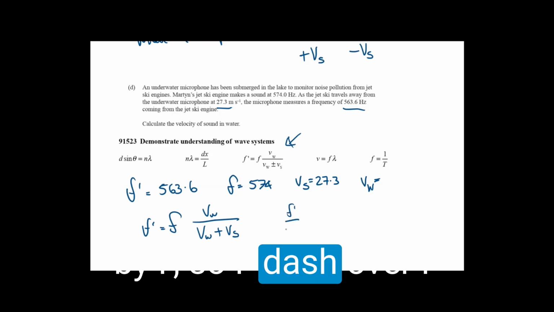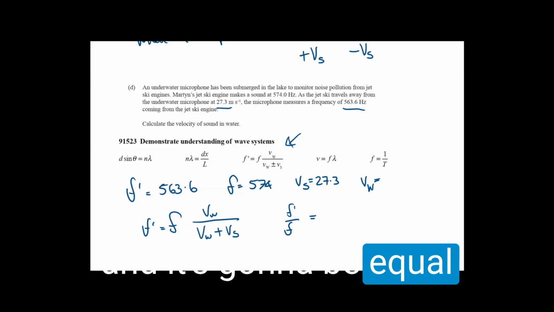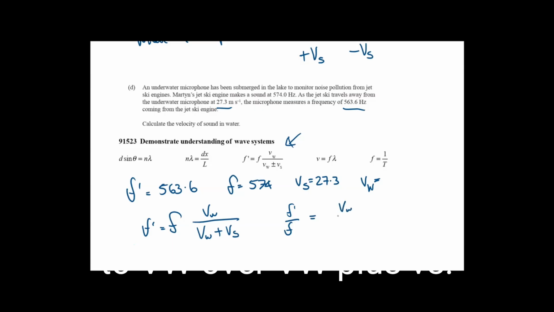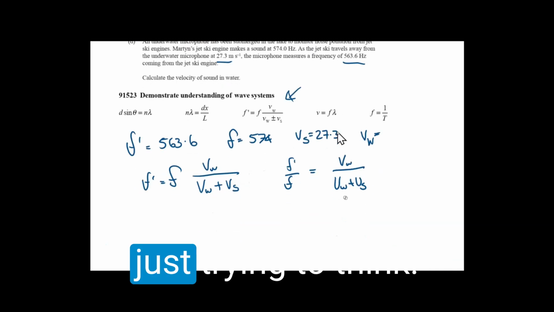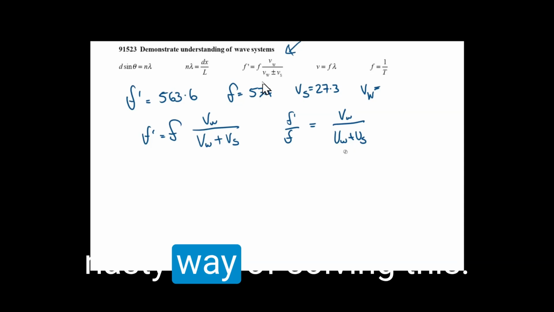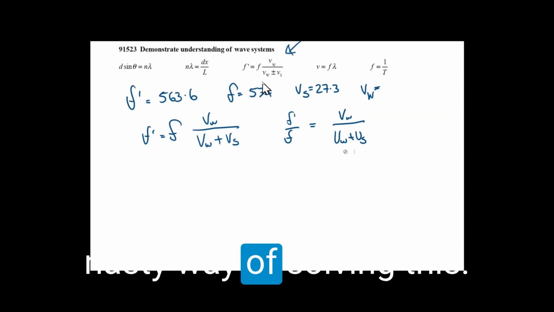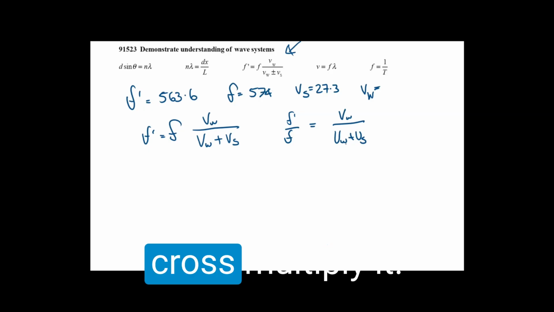So F dash over F is going to be equal to VW over VW plus VS. Now it's going to be a little bit trickier, so I'm just trying to think of a really quick and nasty way of solving this. I guess we'll just cross multiply it.